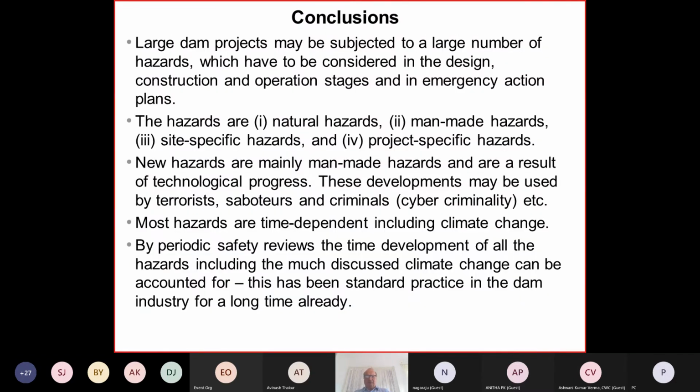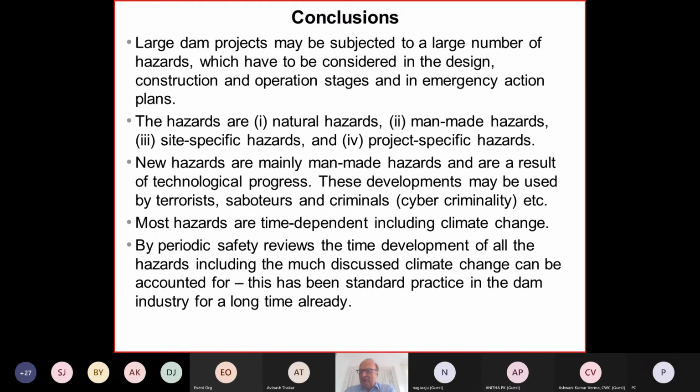Okay, now to come to the conclusion, the time is also up there. We can say large dam projects may be subjected to a large number of hazards, which have to be considered in the design, during construction and operation stages, and in emergency action plans. Okay, so it is quite important.